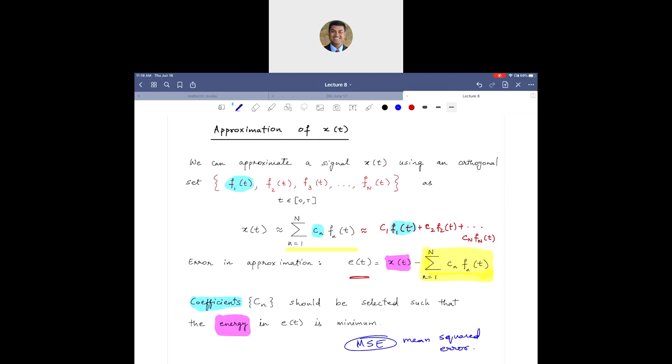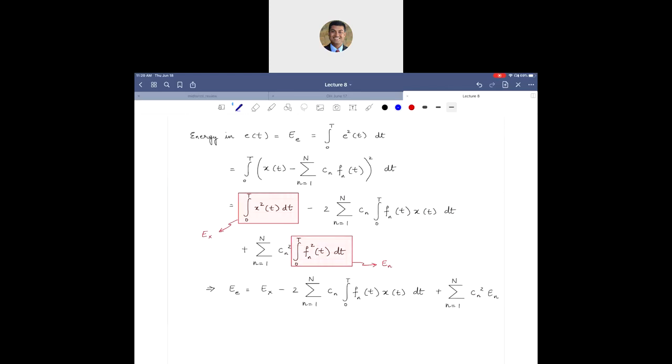How do we minimize functions of time? Differentiate the function of time with respect to Cn, equate it to 0, and you get the minimum, right? So we are going to use calculus here to give us the minimum of this function, E of t. So let's try to evaluate the energy of E of t. We are going to call that cap E sub E. This is for energy, this is for error.